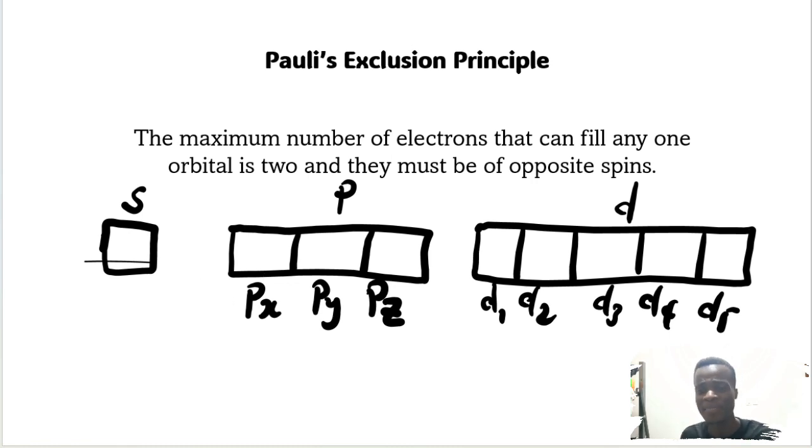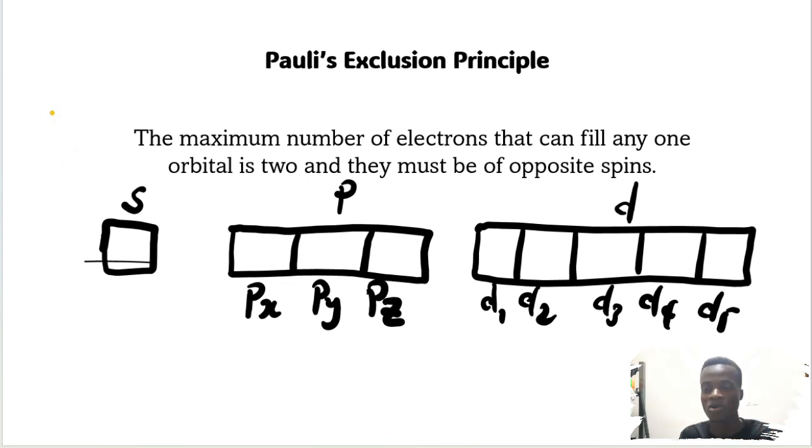But we are saying that the maximum number of electrons that can fill any one orbital is 2. When I'm referring to one orbital here, I'm referring to each box. If you have this box here, this box here, this box here, then the maximum number of electrons that can fill any of them is 2, and they must be of opposite spins. What do we mean by opposite spins? Here, to represent electrons, we are no more going to use the dot. We are going to use arrows, a half-sided or one-sided arrow.